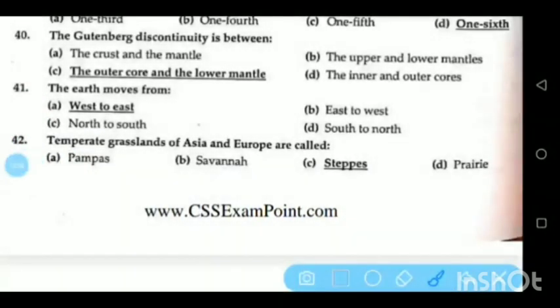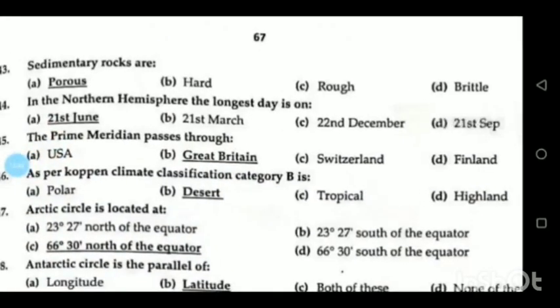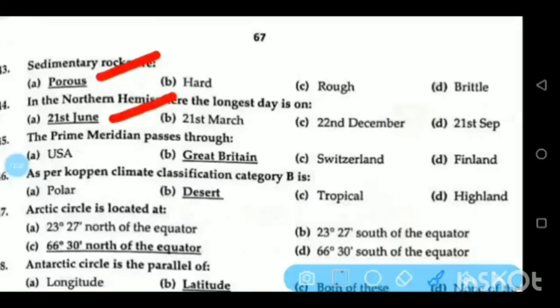The Earth moves from west to east. Temperate grasslands of Asia and Europe are called steppes. Sedimentary rocks are porous. In the northern hemisphere, the longest day is on 21st June. The prime meridian passes through Great Britain. As per Köppen climate classification, category B is desert. Arctic Circle is located at 66 degree 30 minutes north of the equator.